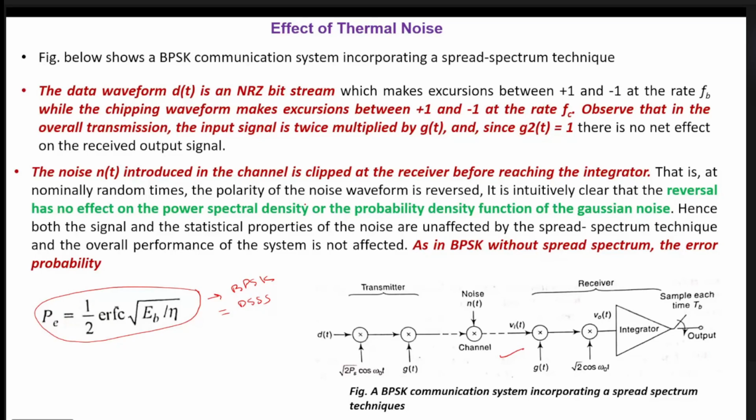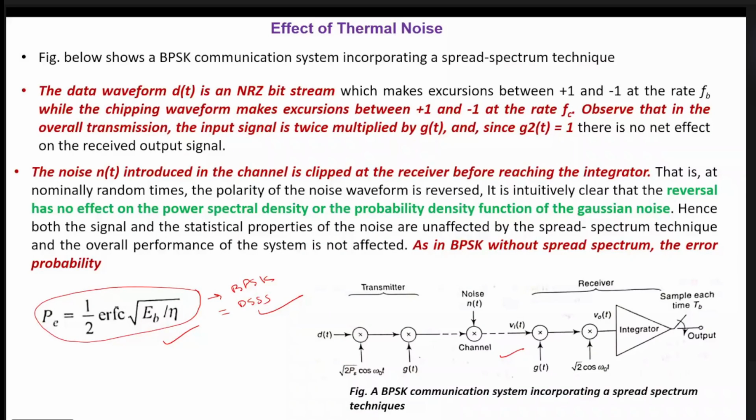So at random times the polarity of the noise waveform is reversed, and it is intuitively clear that the reversal has no effect on the power spectral density or the probability density function of the Gaussian noise, and hence it will not affect the probability of error. Hence, both the signal and the statistical properties of the noise are unaffected by the spread spectrum technique, and the overall performance of the system is not affected. As in BPSK without spread spectrum, the error probability is this, which is the same for the direct sequence spread spectrum. So this is the effect of the thermal noise.